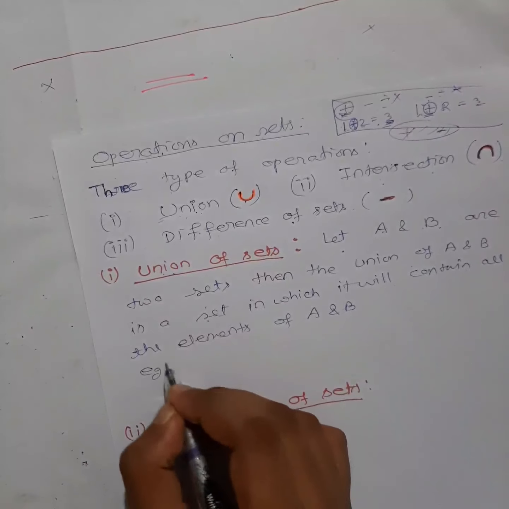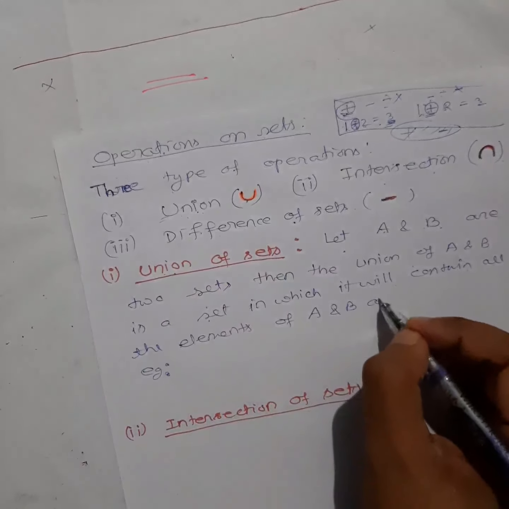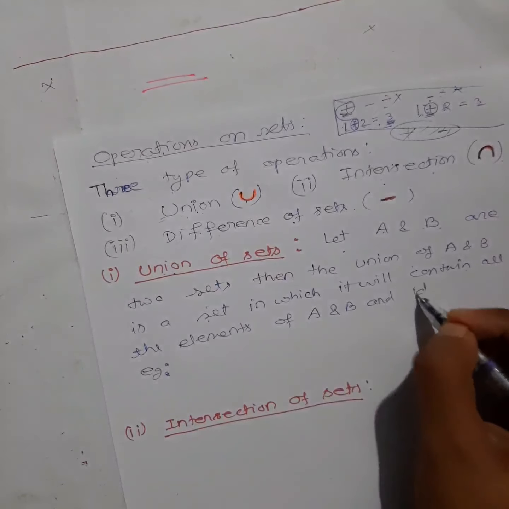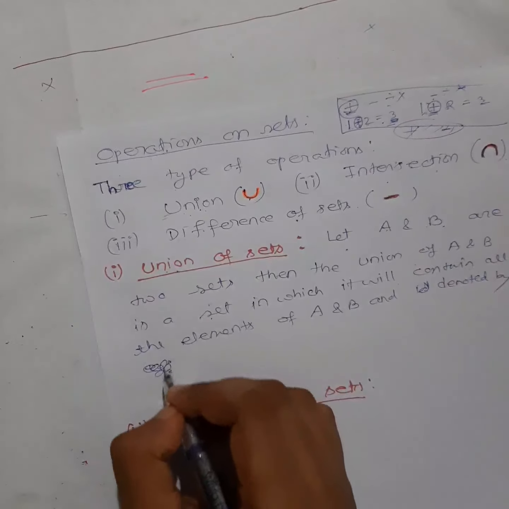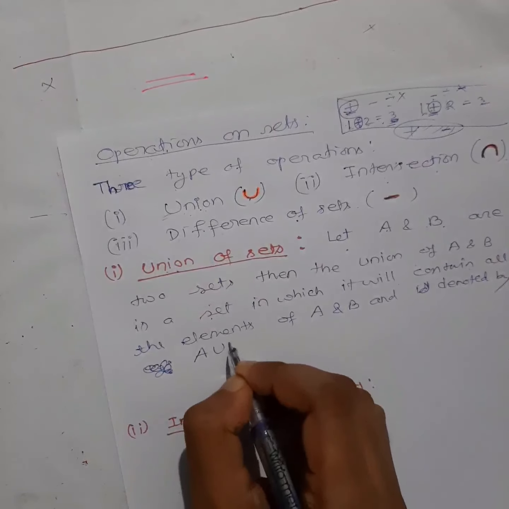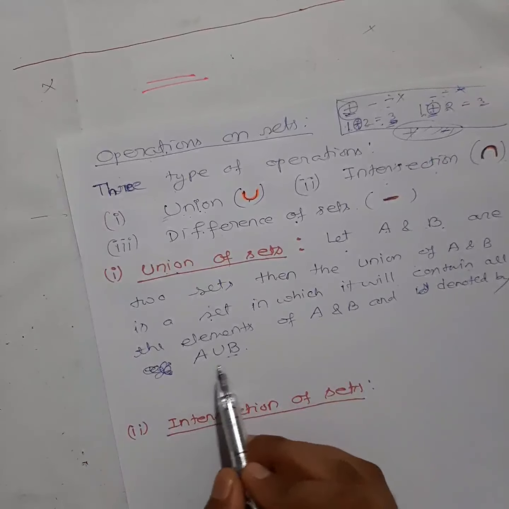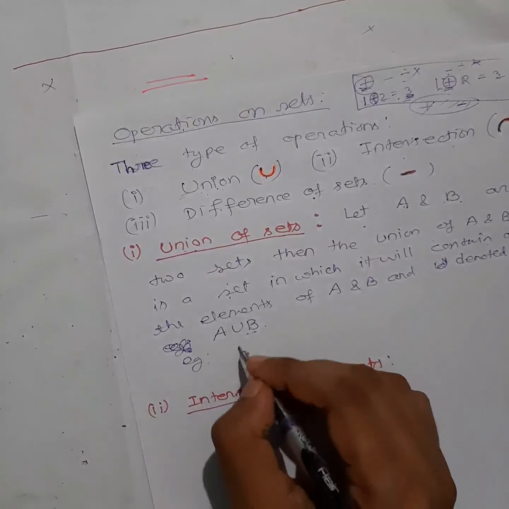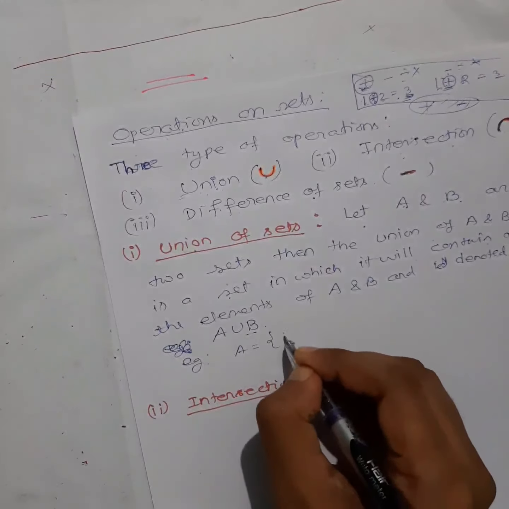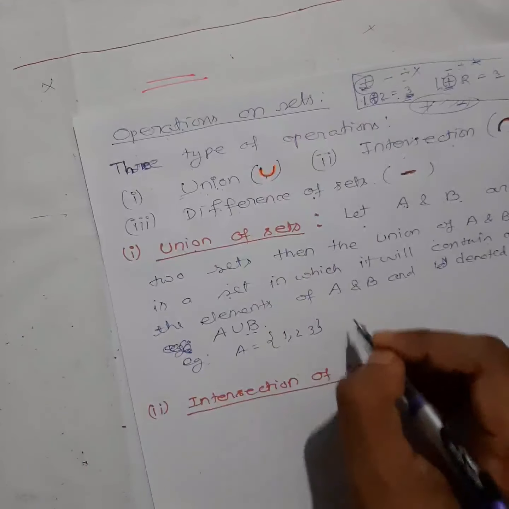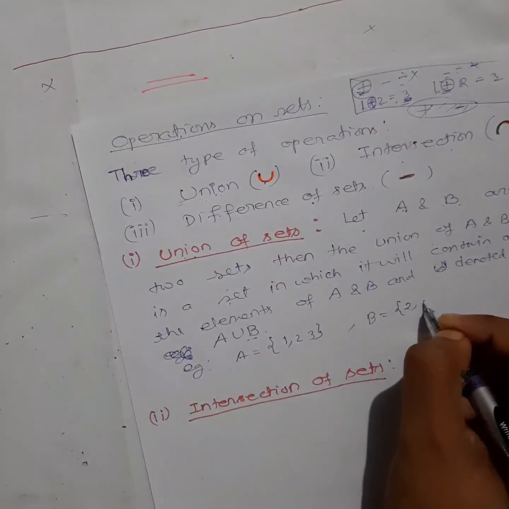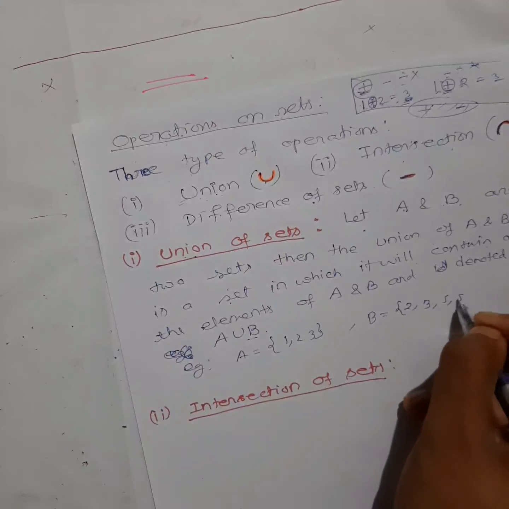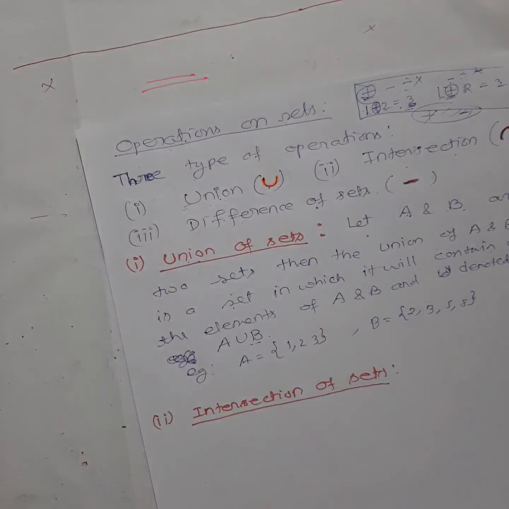Let's see with the help of an example. The union is denoted by A union B. Suppose you have sets A and B. Let me take an example. A is a set. Suppose here the elements are 1, 2, 3. Okay, another set, let me take B. Here suppose 2, 3, 5, 8. Okay, randomly I have taken 2 sets.